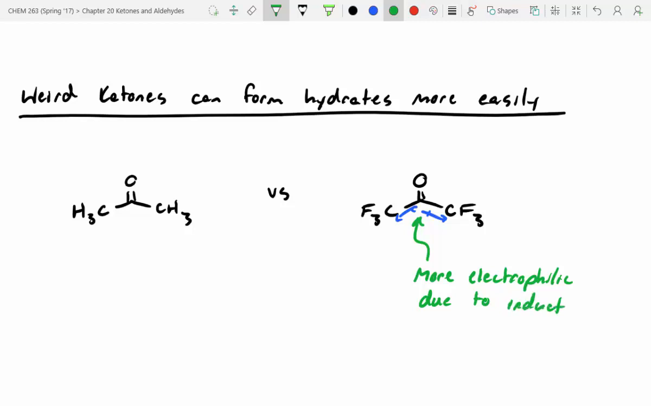So you will occasionally run into these ketones that do form hydrates, but for the most part, hydrates are formed anytime you're working with an aldehyde. Does that make sense? I know a lot of this kind of seems repetitive.